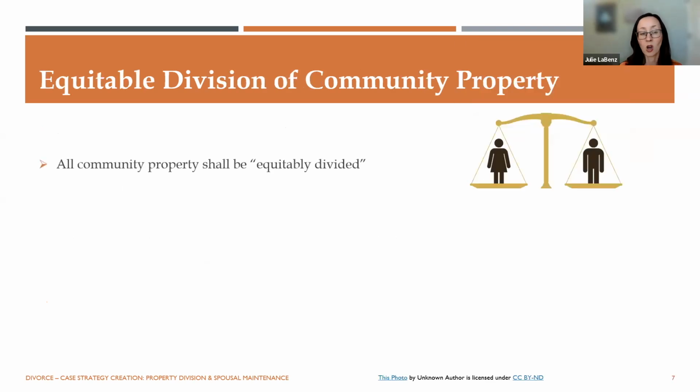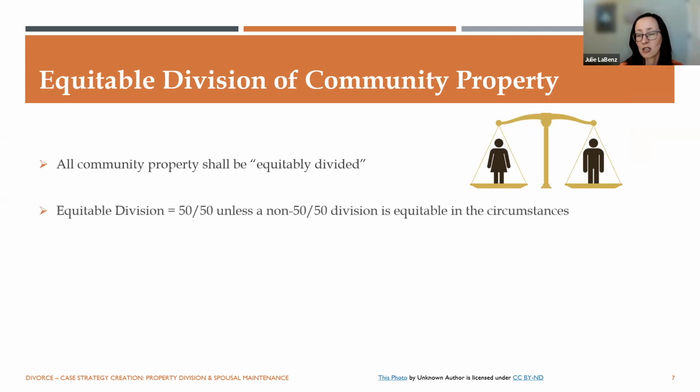In Arizona, by law, the court has to divide all community property equitably. And the starting point for an equitable division is 50-50. In fact, the courts are obligated to do a 50-50 division unless there's proof, there's some evidence, there's some facts in that case to show that a non-50-50 division is fair in that particular case.